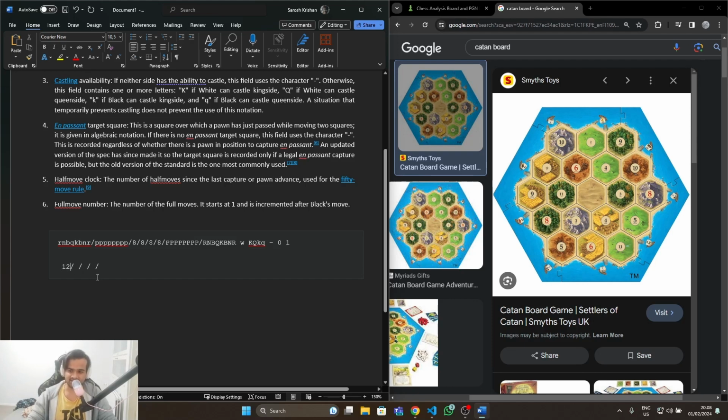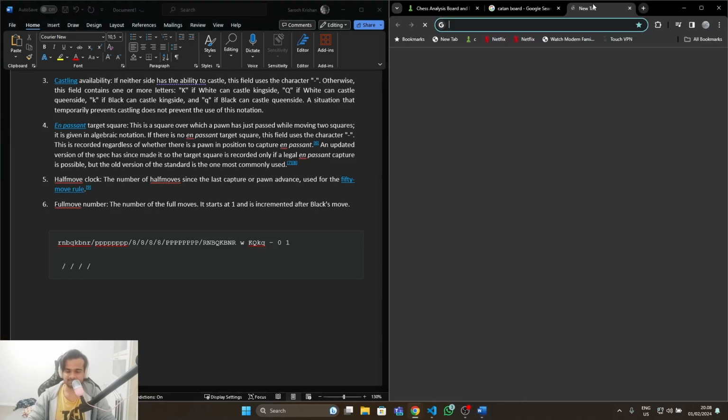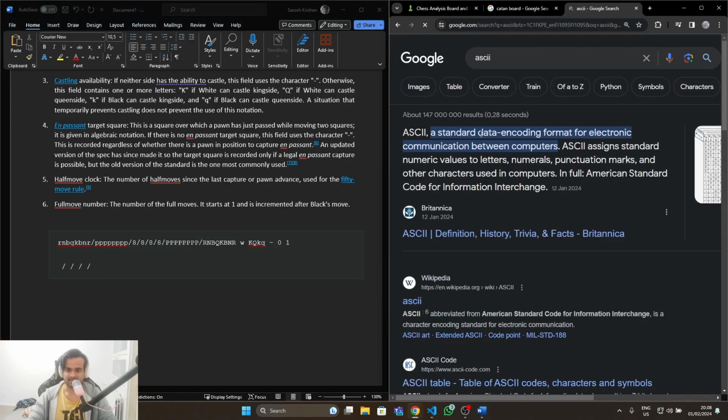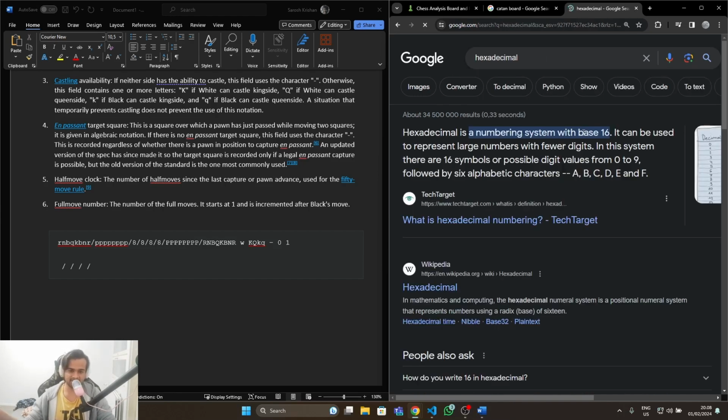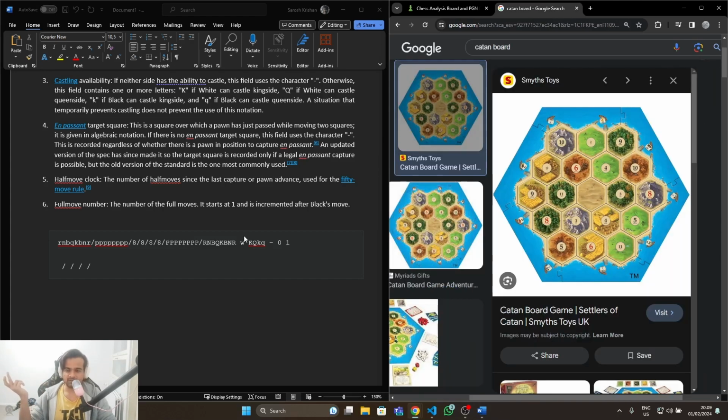So the easiest thing to do there would be to just use ASCII. ASCII is a standard data encoding format, and each ASCII character can be defined using hexadecimal values. And what is hexadecimal? It's a numbering system with base 16. So you can have up to 16 numbers, and they're all represented with a single character. From 0 to 9, you have 0 to 9. And from 10 to 15, you have A to F. So we can use that.